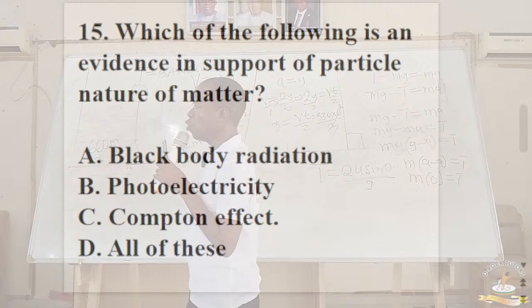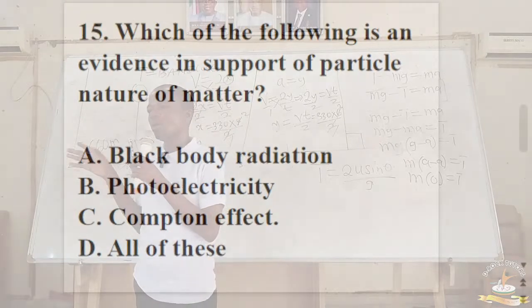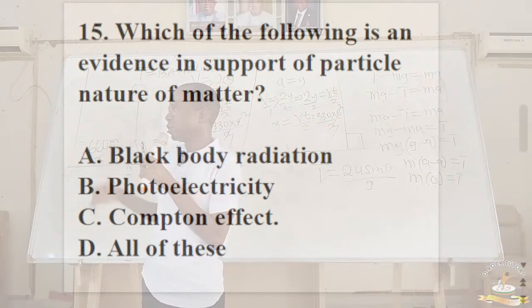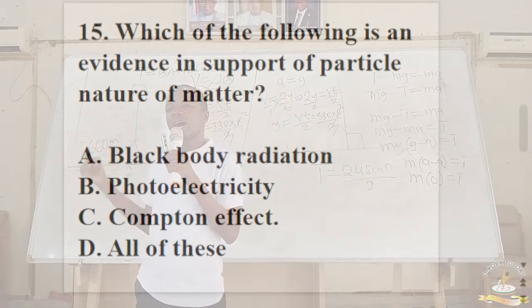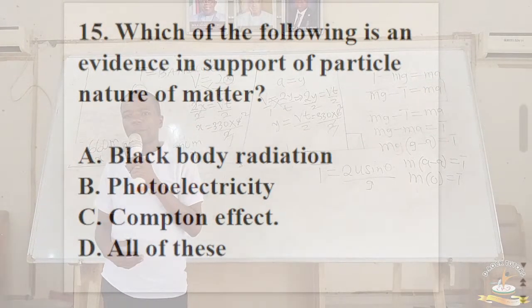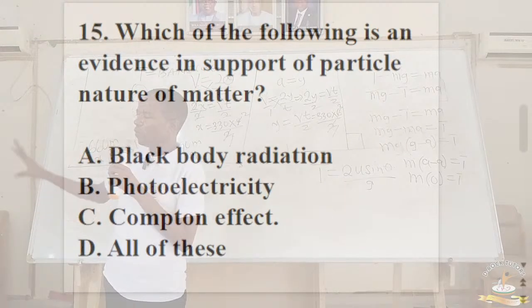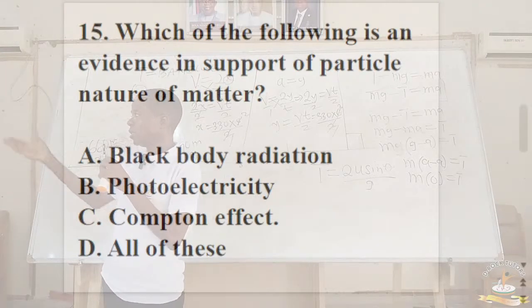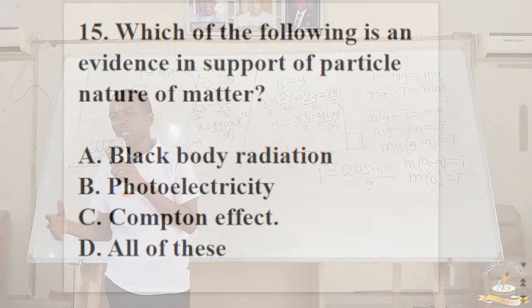So if you take a look at the board, which of the following is an evidence in support of particle nature of light? What would the correct answer be now? All of them. So black body radiation, photoelectricity, Compton effect, all of them are evidences in support of particle nature of light. There are actually four of them, even though three of them are there: black body radiation, Compton effect, photoelectric effect, and the fourth one is thermionic effect.